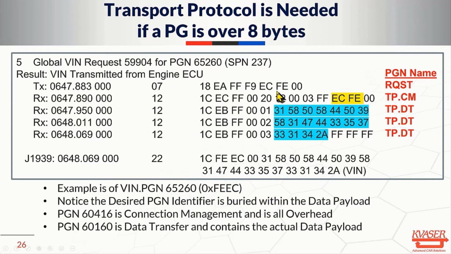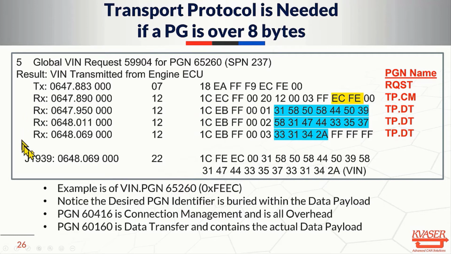It's requesting PGN FEEC, which is PGN 65260. The digital annex would tell us that's the vehicle identification number. Here's a PGN that takes, I think, 17 bytes of data. We can't put all of those bytes of data in one CAN frame. So the answer to this request coming from the engine ECU is sent in a transport protocol format.